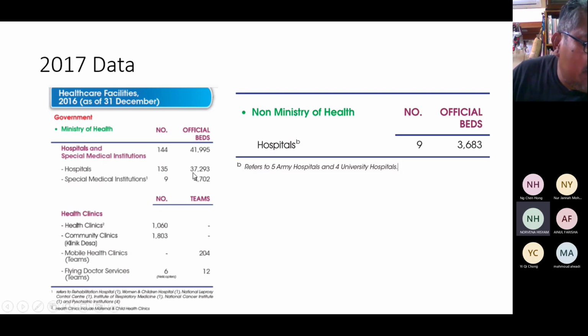Okay. So whenever we talk about this, we must remember the total hospitals under the Ministry of Health, we got 144. So total of clinics, we have 3,000. 2,000 rural health clinics, 1,000 our normal clinics.